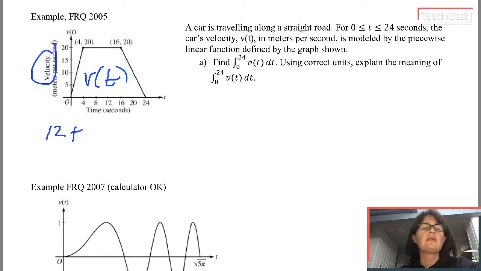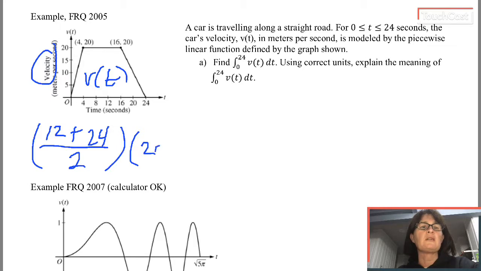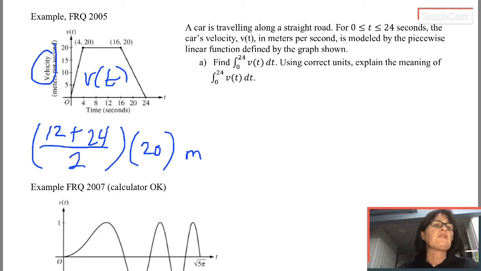12 is the length of the top of the trapezoid. 24 is the length of the bottom. I'm going to divide by 2, so I'm finding the average, and I'm going to multiply by the distance across the other dimension, which is 20. My units are going to be meters per second times second, which is going to give meters as my answer.